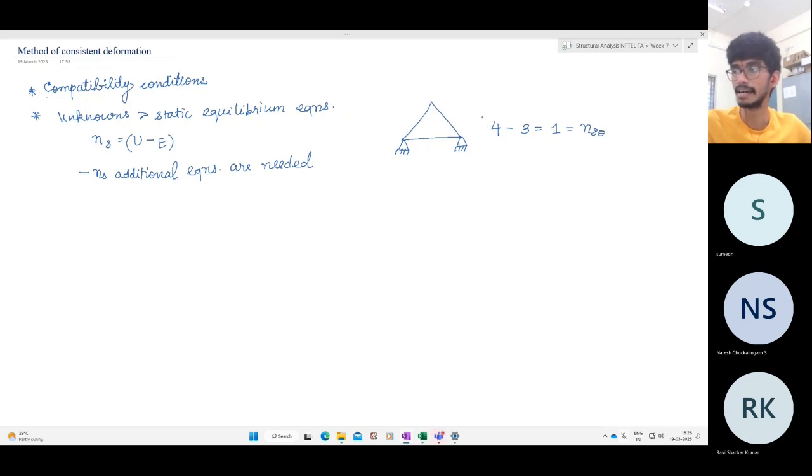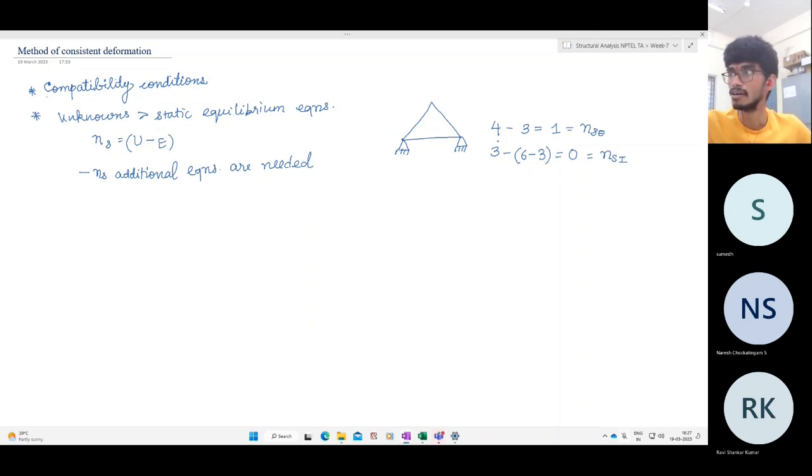And internally, is it determinate or indeterminate? It is determinate because how many members do we have? We have 3 members. And how many joints do we have? We have 3 joints. So 6 equations, but that also includes the globally available 3 equations. So internally, it is statically determinate. Now we need one extra equation to solve this problem.